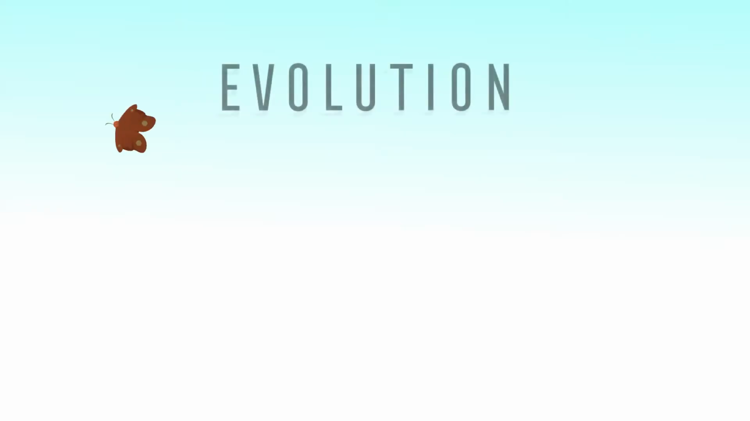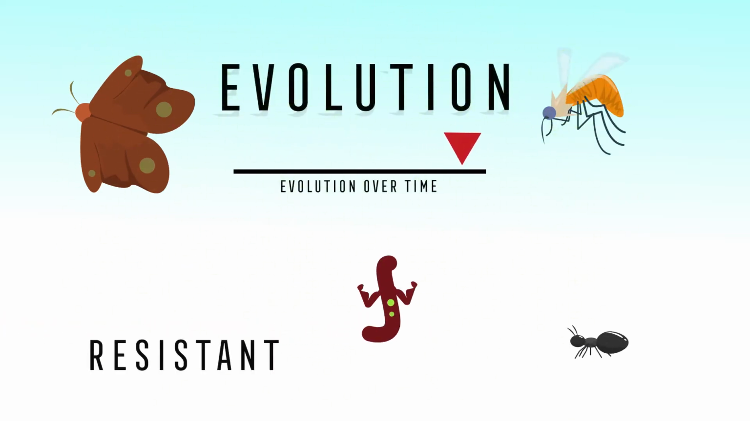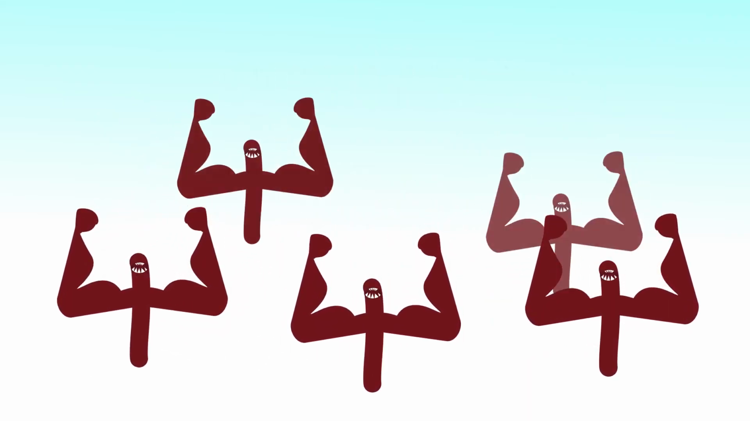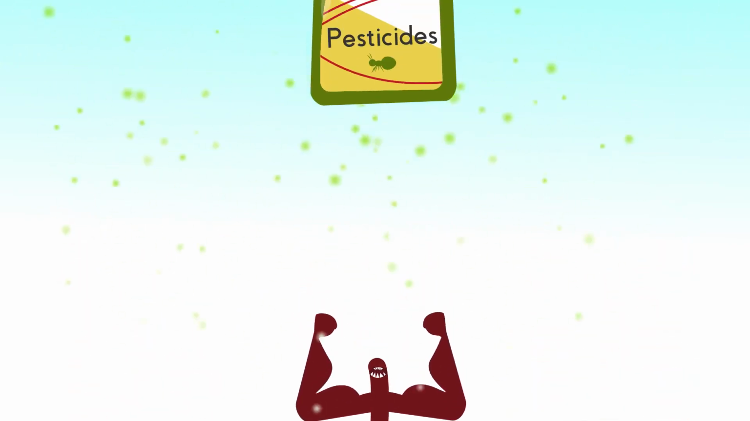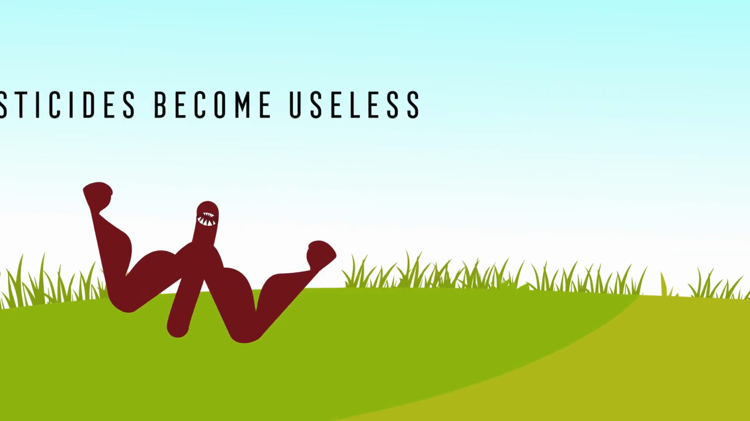Through the process of evolution and natural selection, some pests become resistant to pesticides. They survive and reproduce. The overuse of pesticides has led to an increasing number of those organisms, which means that some pesticides are now useless.